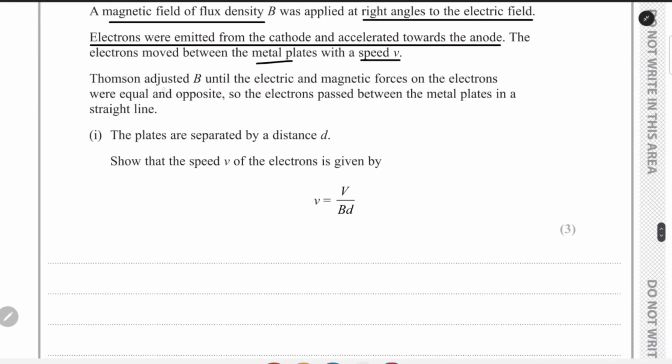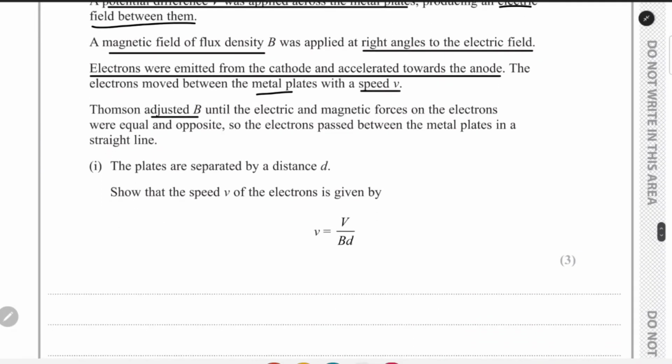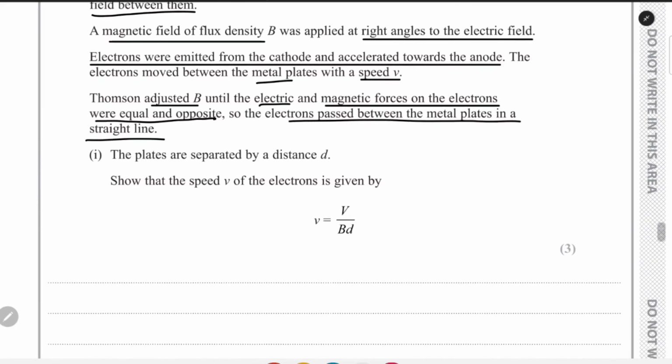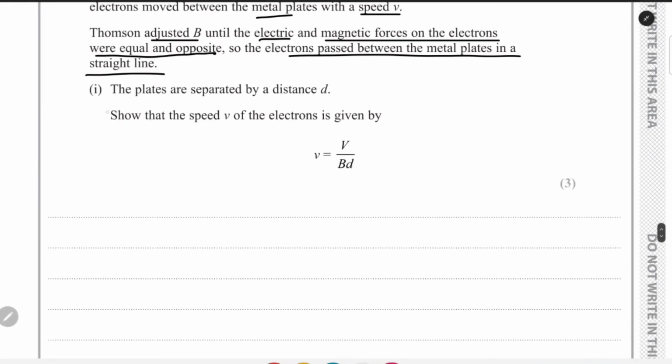Then we adjusted the value of the magnetic flux density until the electric and magnetic forces on the electrons were equal and opposite, and the electrons passed between the metal plates in a straight line. Now we have to show that this is the velocity of the electrons.